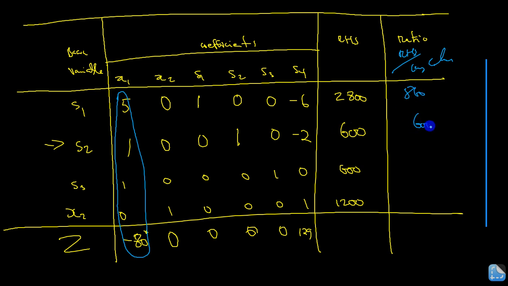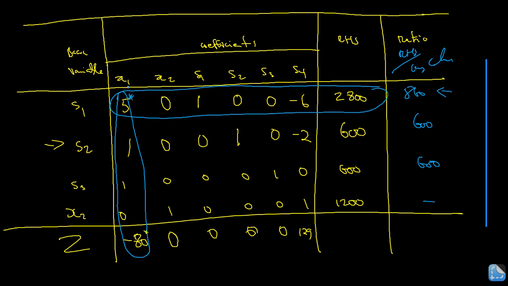600 by 1 we get a 600, 600 by 1 we get a 600, then this is nothing. So what is the smallest value? The smallest value here is the smallest ratio, the smallest positive ratio is a 560. Okay, so now we are going to select or circle that, and this will become our key element.